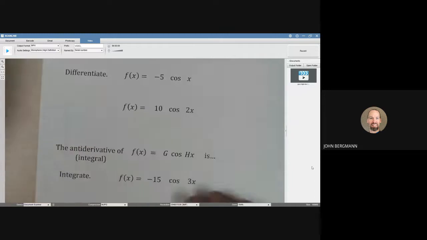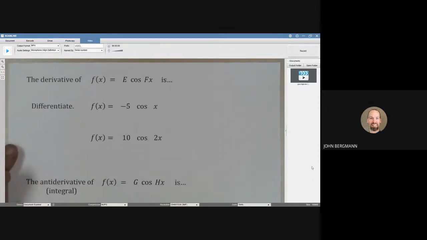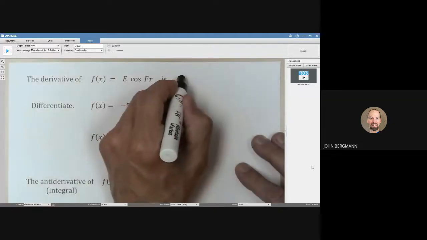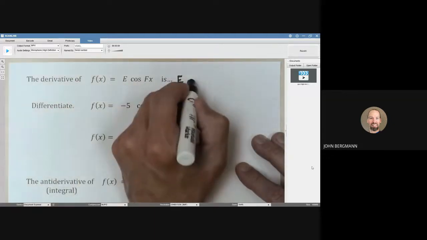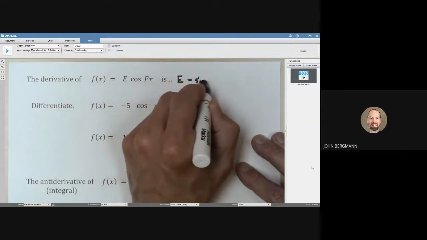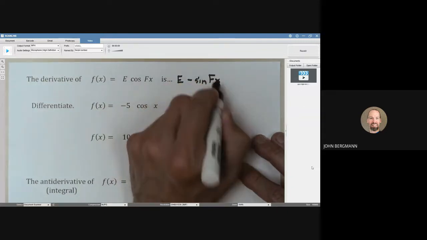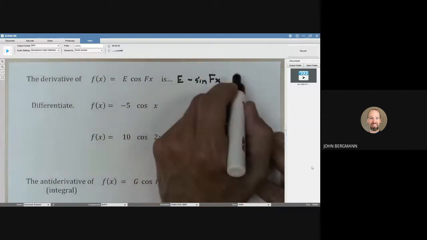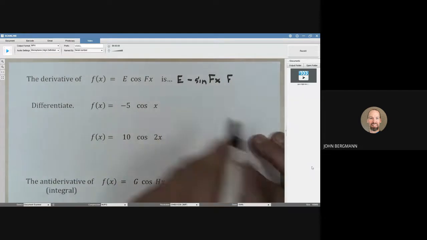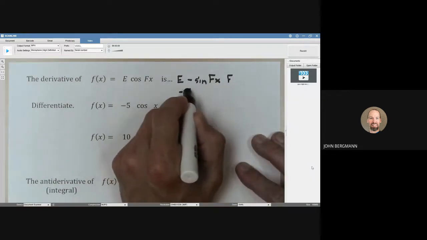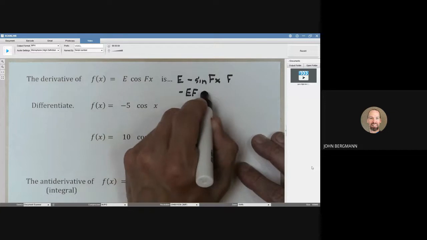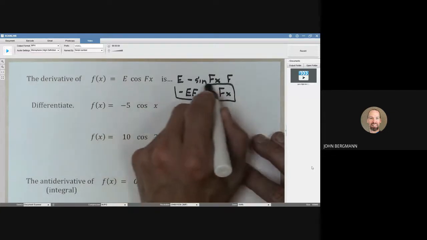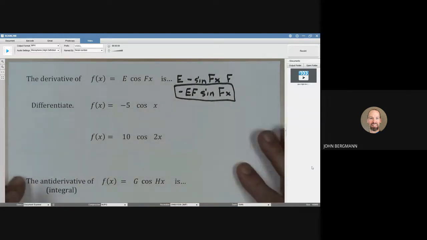What about cosine? When you differentiate cosine, you get the opposite sign. What we're going to get here is the constant e. Differentiate cosine, that's going to give us negative sine of this f times x thing. And then we have to multiply by the derivative of this, which is f. So when it's all said and done here, I think we're going to have negative e f sine fx. I'm just using letters here to indicate constants.